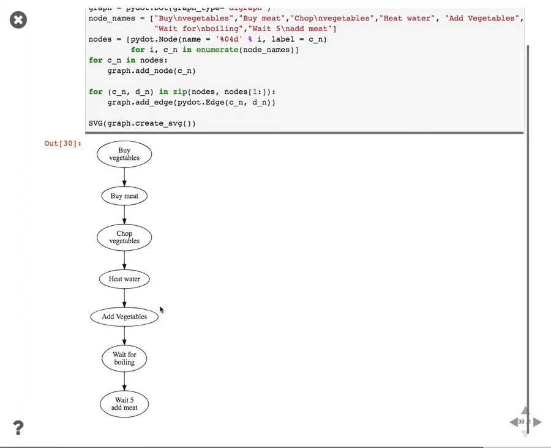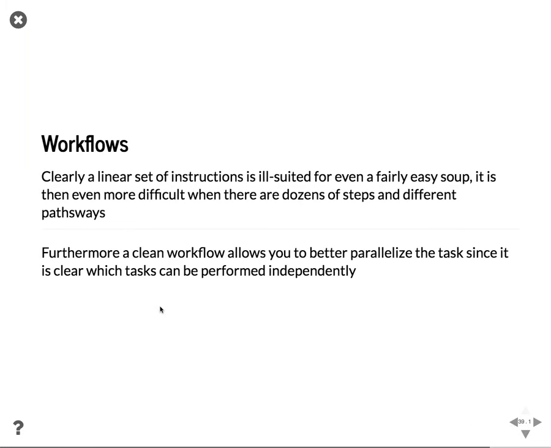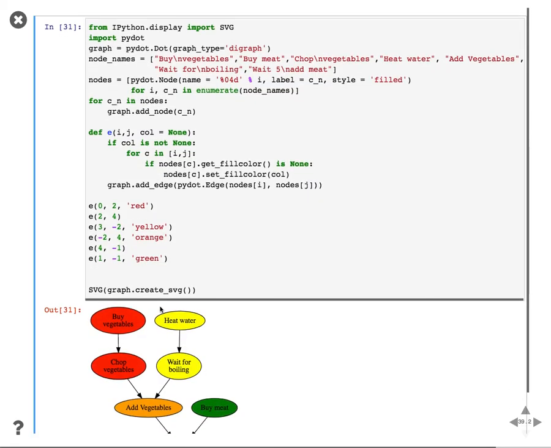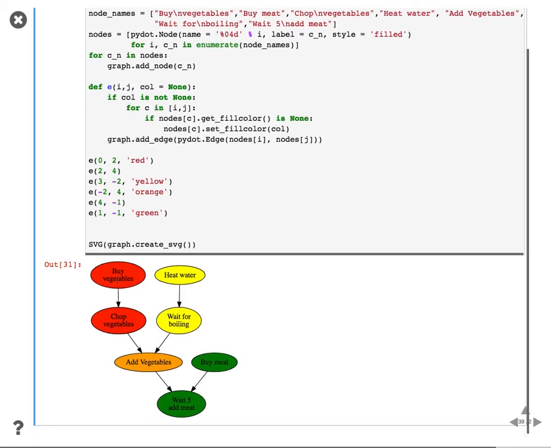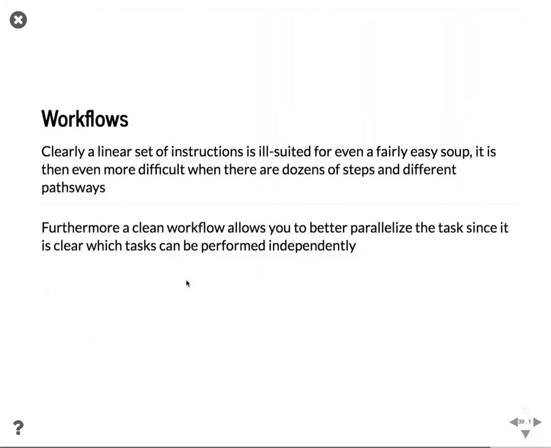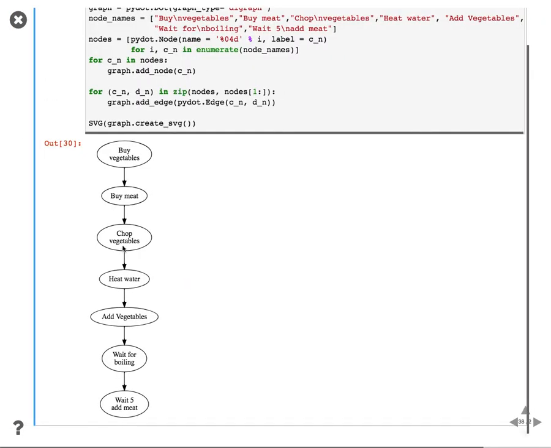If you are able to change the way it's organized, here we have an example, where it's exactly the same workflow, but you make it more aware of its dependencies, you now have tasks that you can split up. The person who's buying vegetables, the person who's buying meat, and the person who is heating the water don't need to be the same person, and you don't need to wait for the vegetables to be chopped to start heating the water. You can start heating the water immediately.